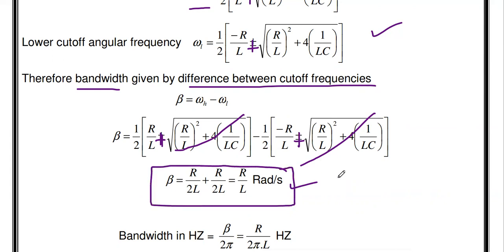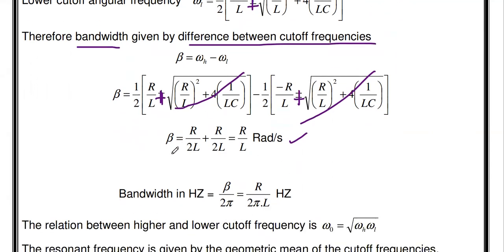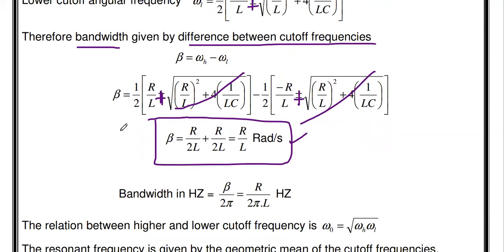So this is the angular bandwidth, the bandwidth in radians. The bandwidth of this series RLC circuit, the answer is R by L. You just remember this answer, using this you are going to solve the problems also. So what is the bandwidth? The bandwidth in radians is R divided by L radians per second.